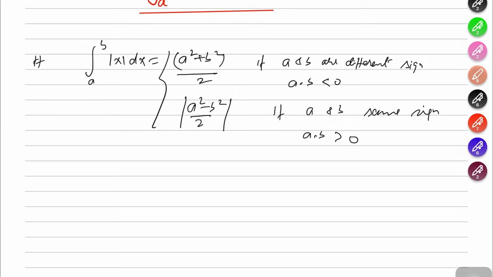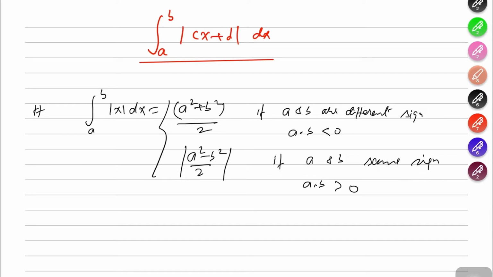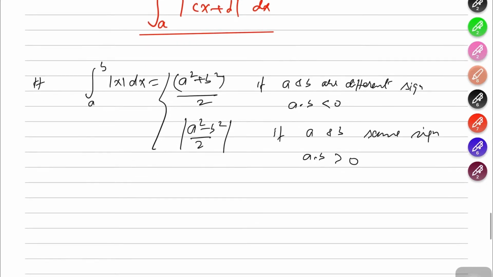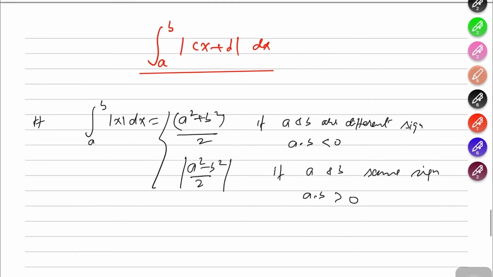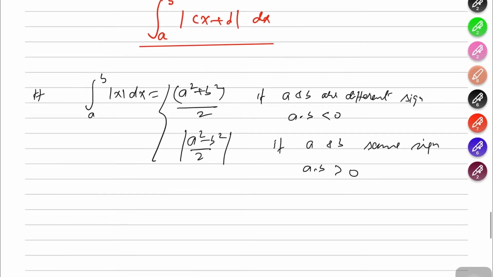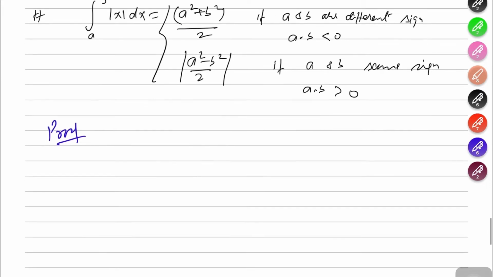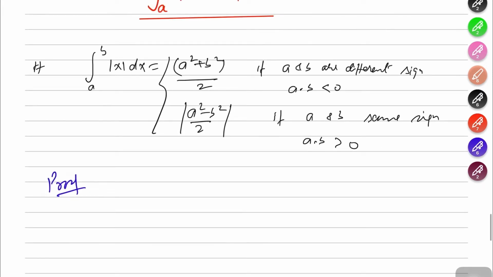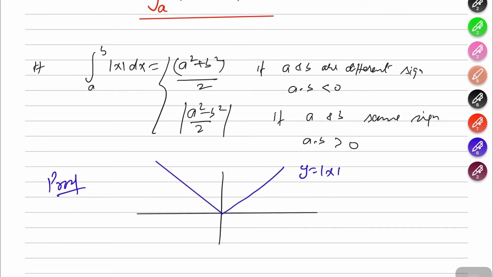Okay, so let's quickly see the proof of why we are getting this formula, because if you know the concept, the proof is also very easy. So sometimes if you are not able to recall the formula, you can directly go to the proof, and the proof is also very easy. So once you know the proof, you can easily get the formula. We know that the graph of a modulus function is something like this. This is the graph of any modulus function. Okay, this is y is equal to mod x.